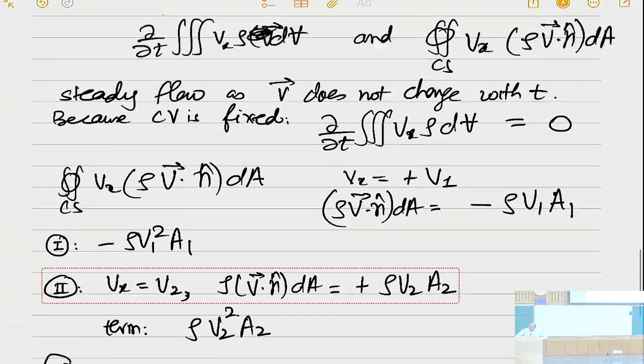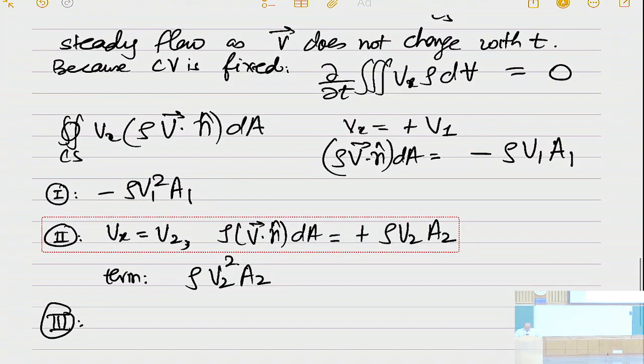Now the most difficult, so these two are straightforward, and this is what happens in one dimensional approximation. If Vx was changing with y, then I would have put V1 as a function of y, V2 as a function of y, in V dot n again I would have put V1 as a function of y, and then I would have had to integrate with respect to y. But if it's constant, then we get these type of terms. And what happens on surface 3?